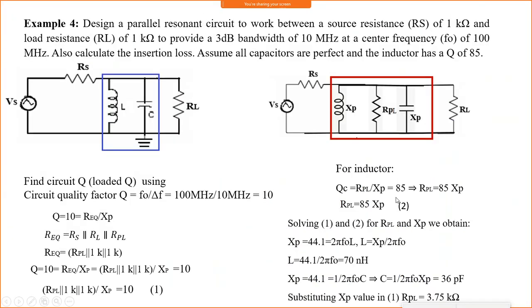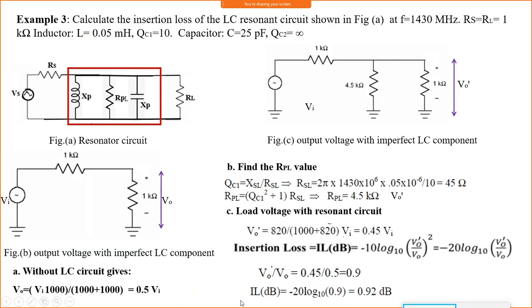Okay. RPL is equal to 4.5 kilo ohm. This V naught is not there, I simply copied it, I have to remove this. So I have this value RPL, and I substitute that in this equation. That is 4.5 kilo ohm here. Okay, so this is the one with the resonator circuit.